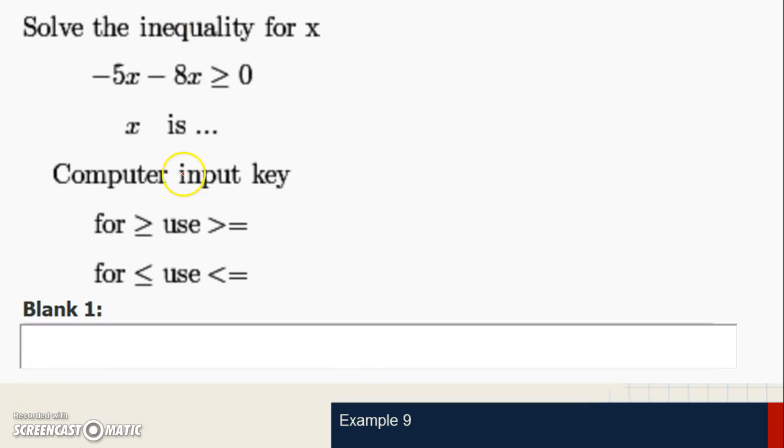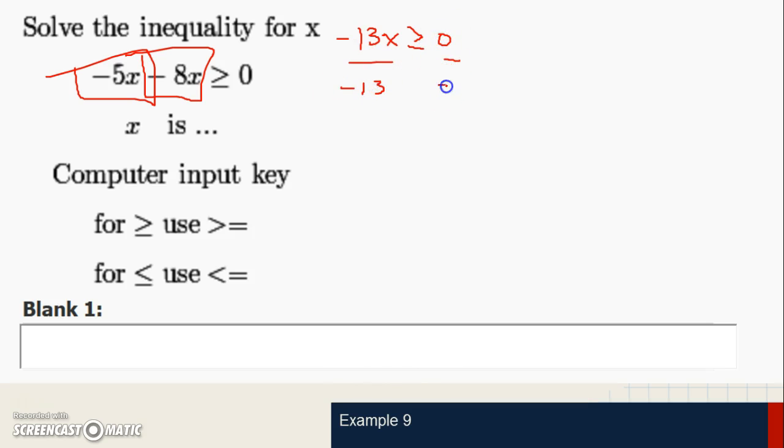My next example, negative 5x minus 8x. These are like terms that I need to combine. So I end up with negative 13x is greater than or equal to 0. I divide by negative 13. And because I divided by a negative, I'm going to flip this sign. Now the sign has flipped. This is x still, this is 0. Again, if you multiply or divide by a negative, which we did, your inequality sign changes directions. X is already on the left-hand side. I don't need to change anything there. X is less than or equal to 0.